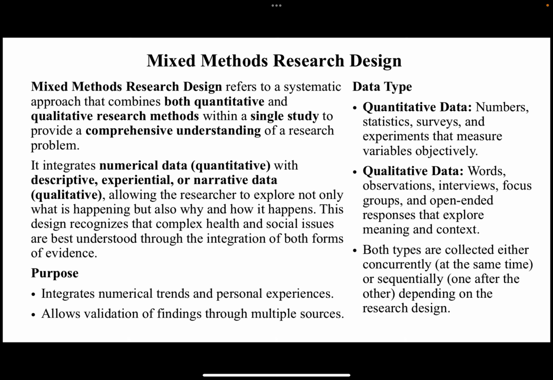Like data type in the form of numbers, we can do statistics, surveys, and experiments that measure variables objectively. The data type can also be qualitative data like words, like observations, like interviews, like focus group discussions, like open-ended responses that explore meanings and context. Now, both types are collected either concurrently, that is at the same time, or sequentially, one after the other, depending on the research design. Basically, that is mixed method.